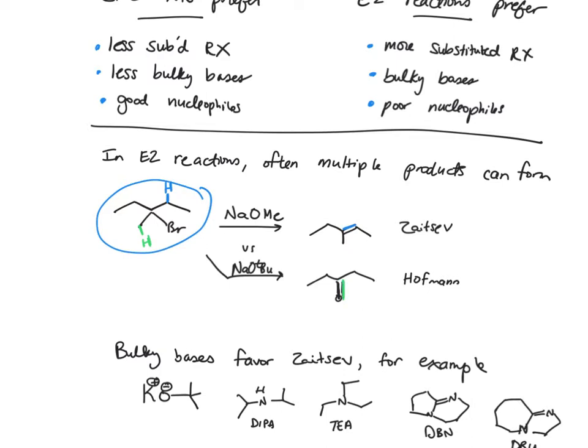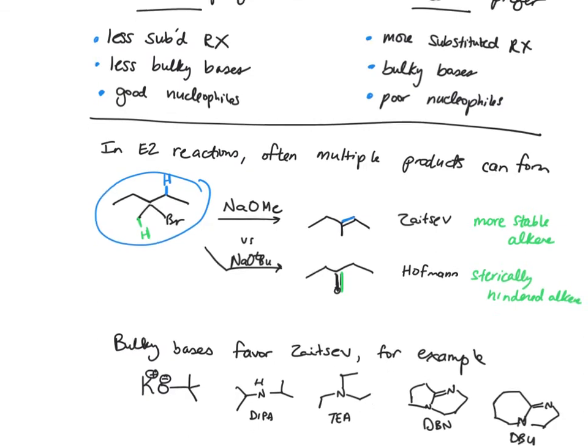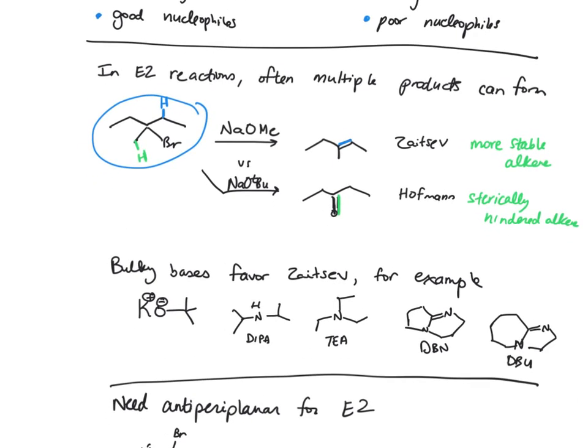And whether we form the Zaitsev or the Hofmann product is based on how bulky that base is. If the base is small enough, it can get into the bulkier part of the molecule and form the more stable alkene. Whereas if the base is too bulky, then it forms the more sterically hindered alkene, which is less stable. Bulky bases favor Hofmann products. Here are some examples of bulky bases.